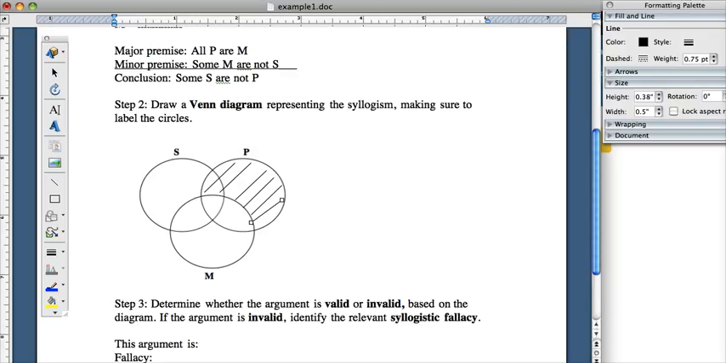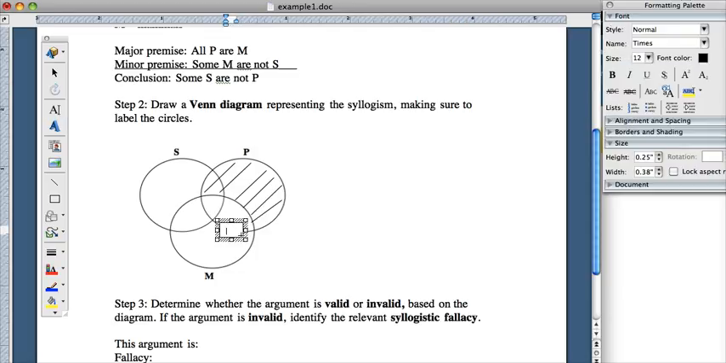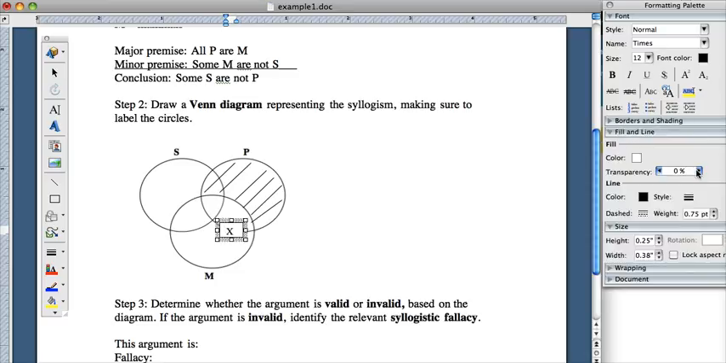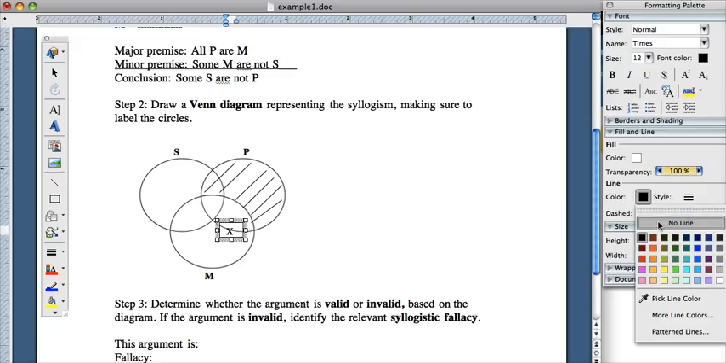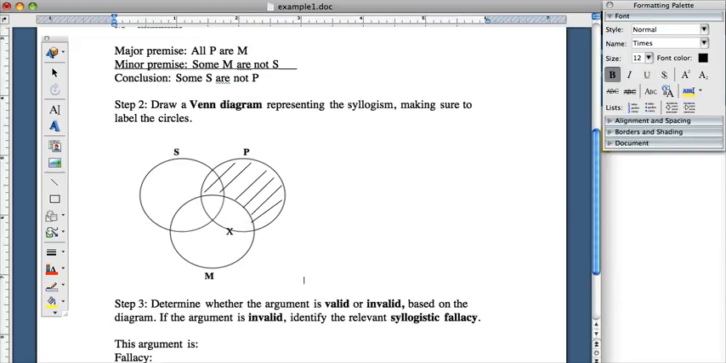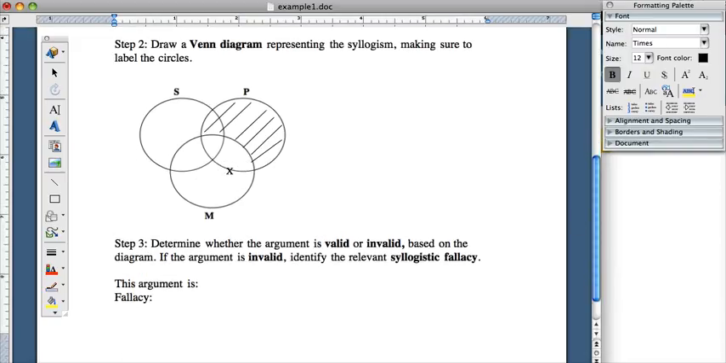So we want to look at the circle for M and look at the part that's not in S. But the X could go here, or it could go in this part that overlaps with P. We can't be sure. So we need to put our box right on the line. Let's try for that. So make the box transparent, and take away the line. Alright, good enough.